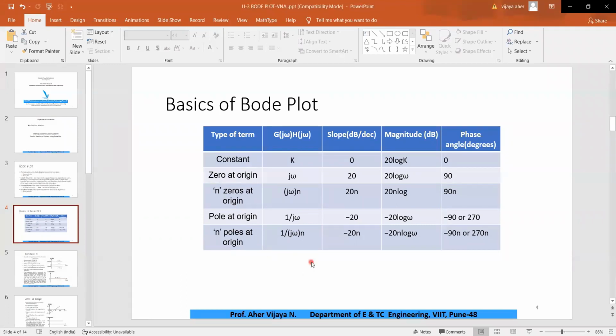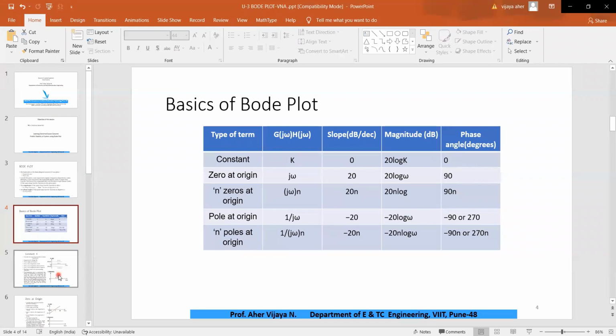So students, all of you, please write this table. हे सगळं लक्षात ठेवायचं आहे तुम्हाला. मॅग्निट्यूड काय असतं, फेज काय असते. ठीक आहे. These two columns are important for all these terms. These are the terms included in the equation of transfer function for open loop control system, right?